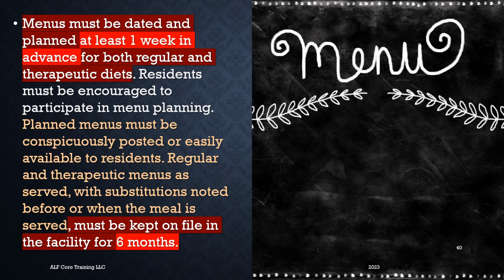Menus must be dated and planned at least 1 week in advance for both regular and therapeutic diets. Residents must be encouraged to participate in menu planning. Planned menus must be conspicuously posted or easily available to residents. Regular and therapeutic menus as served, with substitutions noted before or when the meal is served, must be kept on file in the facility for 6 months.